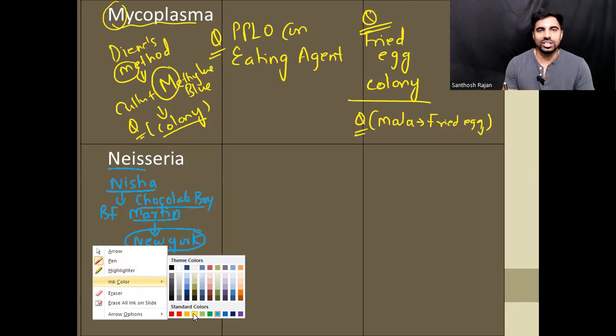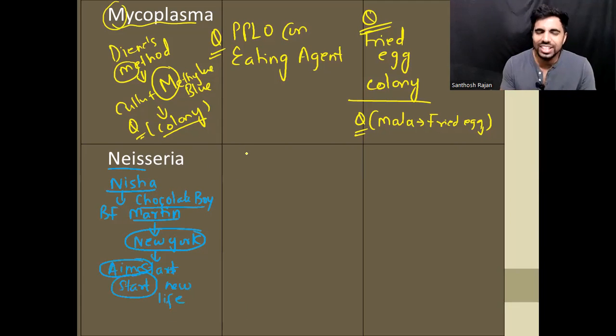Sir, it's easy. Remember, it's better than mugging up and forgetting, or repeating the same thing 1,000 times. You have 19 subjects to revise, so better make it like this. Neisseria causes two diseases: meningitis, and the other one is gonorrhea. Normally, Neisseria grows in chocolate agar.